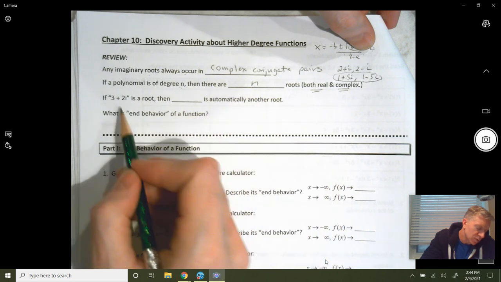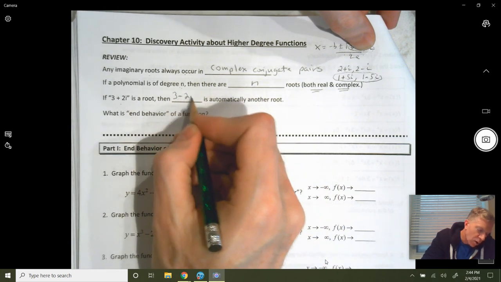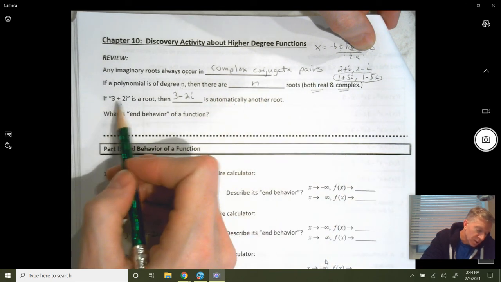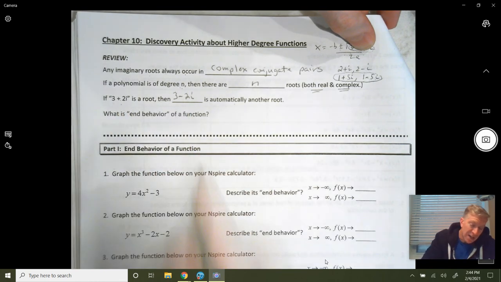Okay, if 3 plus 2i is a root, then 3 minus 2i is also automatically a root, again, because they come in complex conjugate pairs. So if there's a plus in front of the 2i, there's going to be another root with a minus in front of the 2i. What is end behavior of the function?